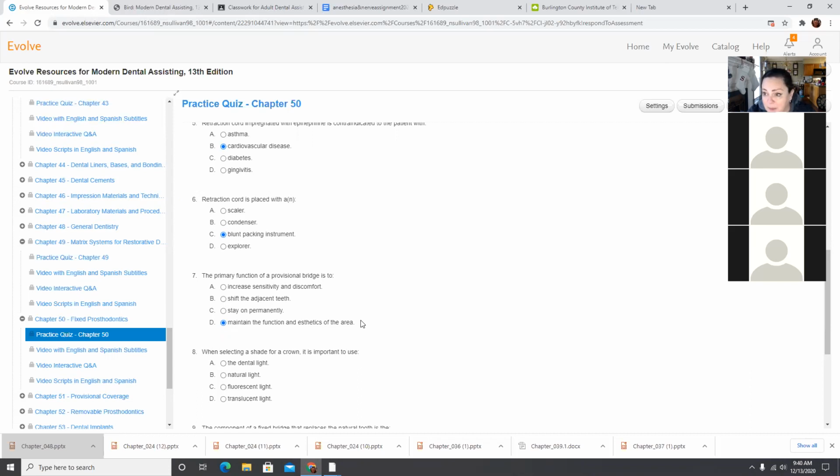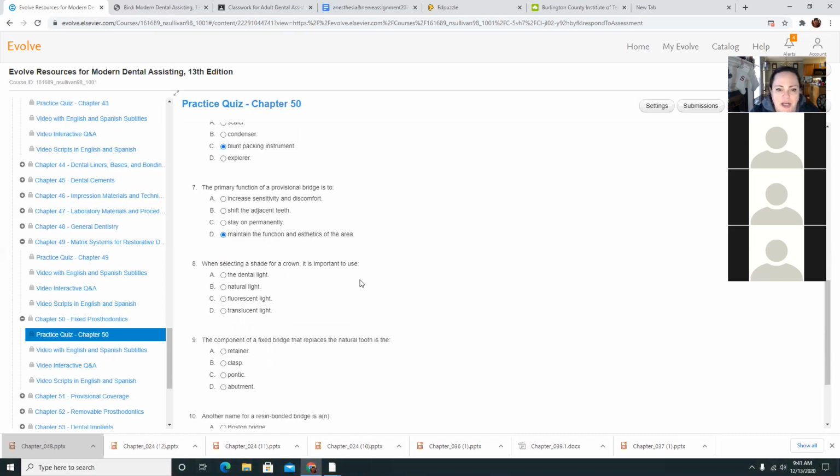We want to keep the space open the way it is. We want to maintain the look of it. We don't want our patient to walk around with sensitivity because they have prepped teeth and missing teeth. We want to maintain the aesthetics and the function of that area. When selecting a shade for a crown, it is important to use natural light. B, natural light, okay?